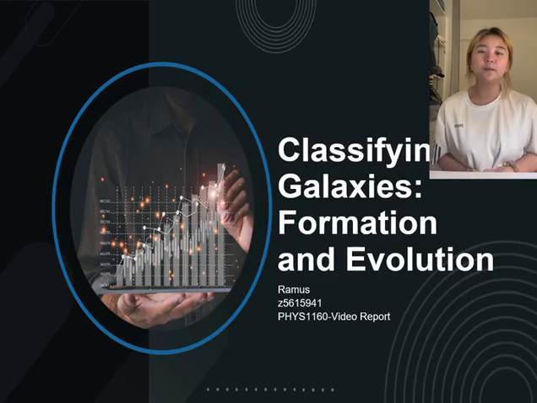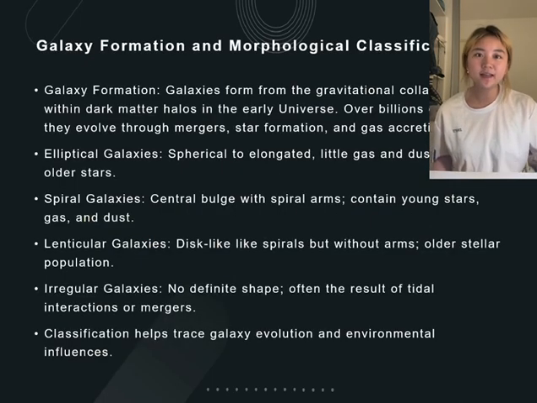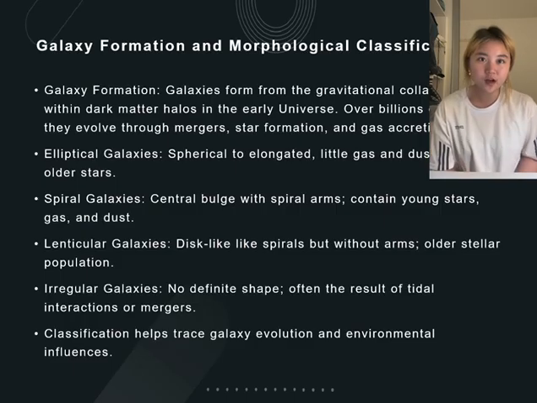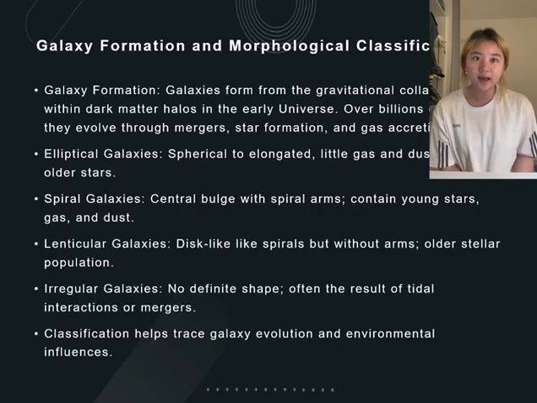Let's begin with how galaxies form and evolve. Galaxies form from the gravitational collapse of gas inside dark matter halos in the early universe. As time passes, they grow and transform through star formation, gas accretion, and mergers.